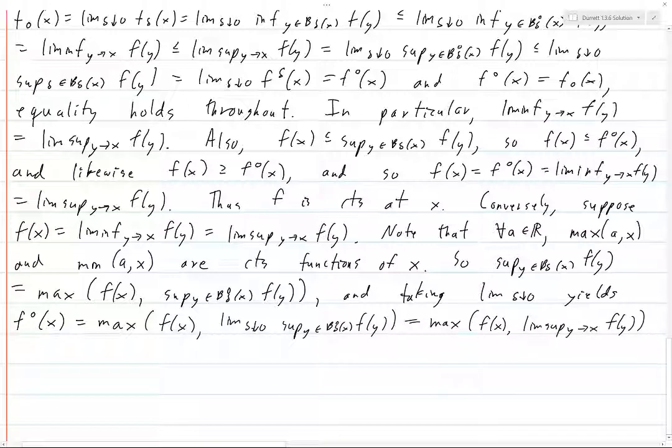But we're assuming that these two things are the same, since we're assuming that f is continuous at x. So this is precisely f of x.